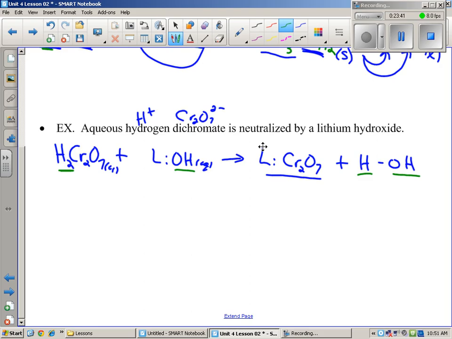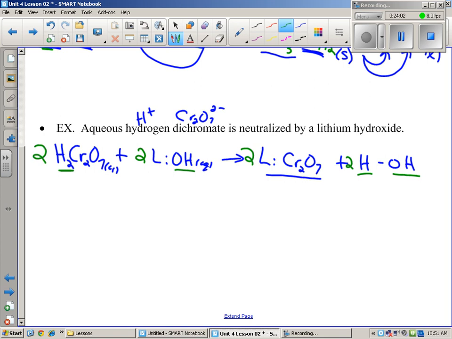So just keep that in mind as we go. Here we go, watch. 2 hydrogens, don't do this because this is wrong, like I said. I'll put a 2 here. I got 1 dichromate, I got 1 dichromate. I got 1 lithium, I got 1 lithium. I got 1 hydroxide. Oh, but I got 2 hydroxides there. So let me put a 2 here. But now I have 2 lithium, so I need to put a 2 there. I got 2 dichromates, so I need to come back here and put a 2 there.